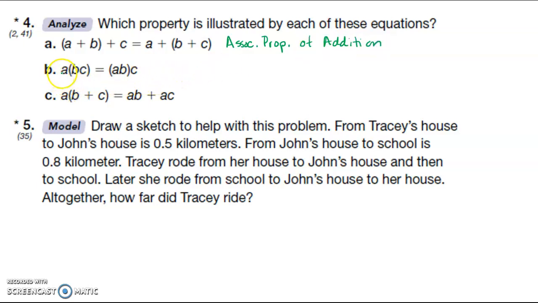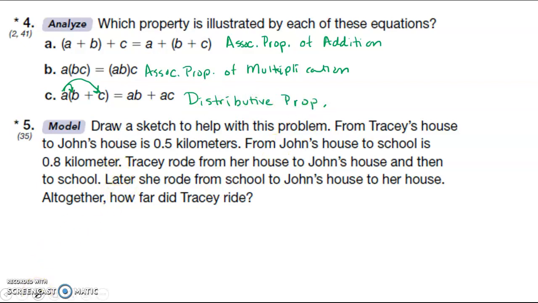Okay. Here we have ABC and ABC, so my order is still the same, but what's inside my parentheses is different. So this is associative property as well, but I'm multiplying, so it's the associative property of multiplication. And here I'm distributing my A, which tells you it's the distributive property.